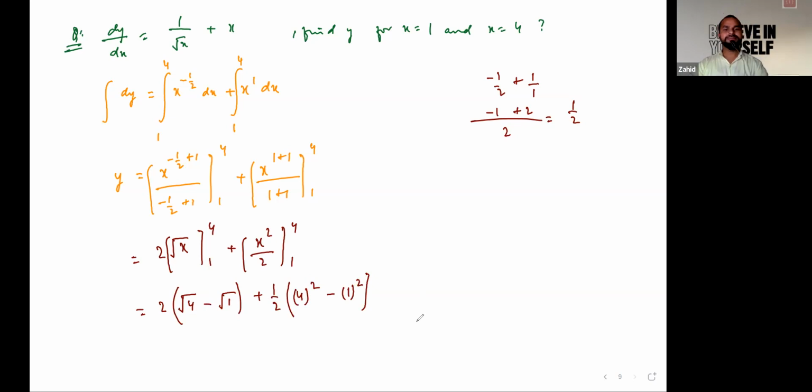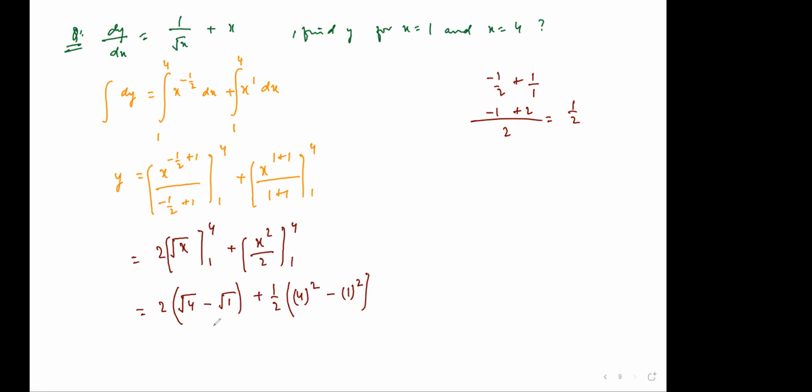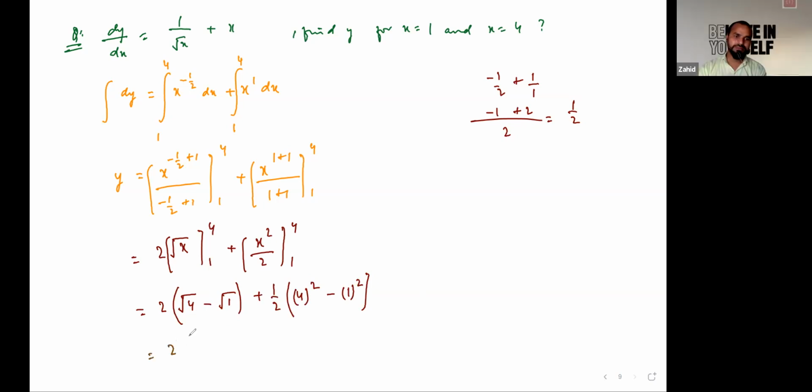Any doubt till now? No, sir. Now it will become 2. Under root of 4 is 2 and under root of 1 is 1, plus half square of 4 is 16 and square of 1 is 1. So it will become 2 minus 1, 1, multiplied by 2. It means 2 plus 16 minus 1, 15 divided by 2 is 7.5. So your answer would be 9.5 units.